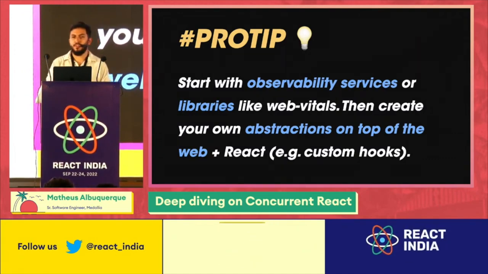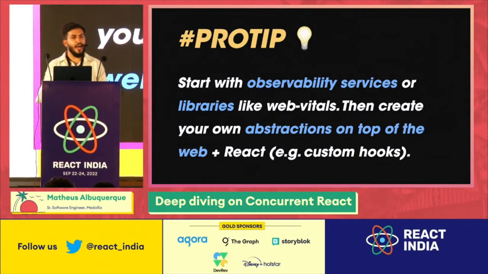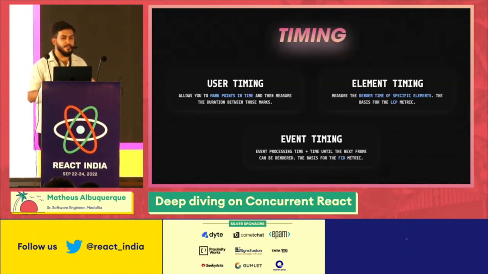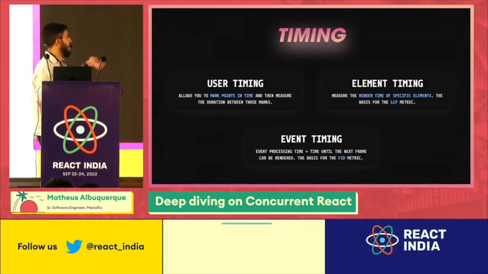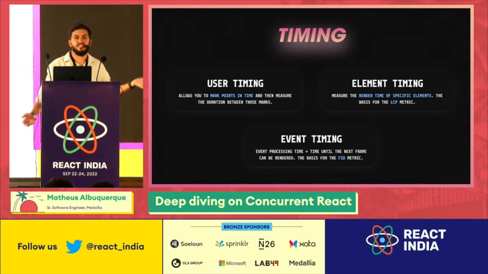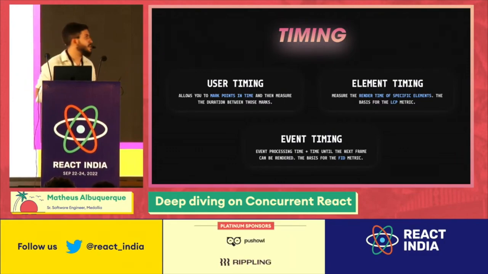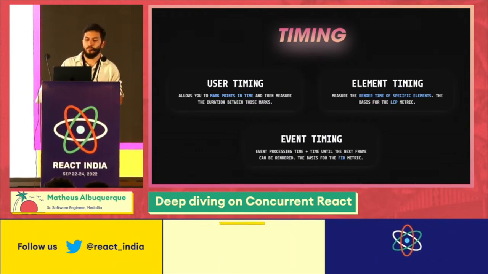But in the end, let's always remember that we have the web as a platform. So nowadays, we have a lot of APIs for timing. We have User Timing. We have Event Timing. Event Timing, by the way, is the basis for the first input delay metric that we see the tools generating. We have Element Timing to measure the largest contentful paint.